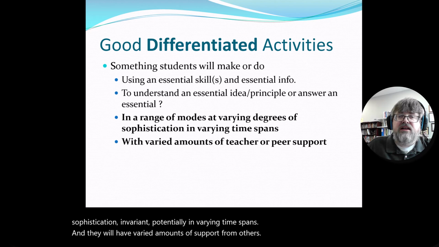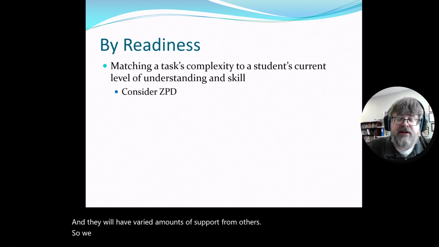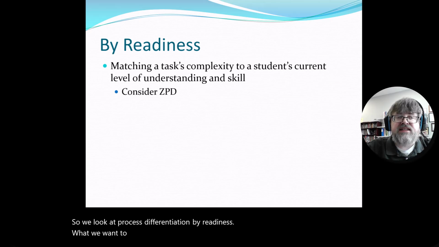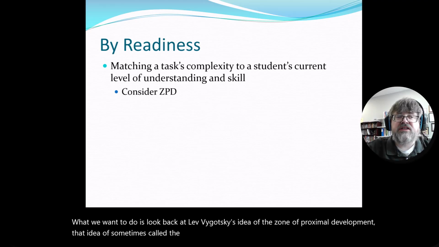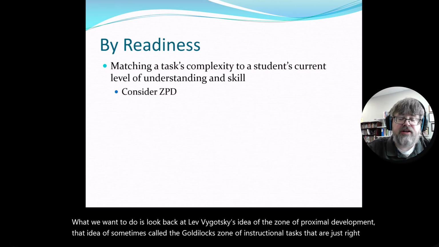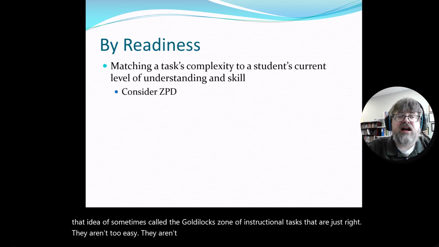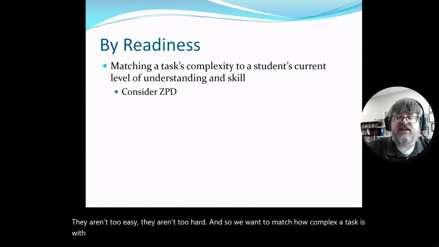So when we look at process differentiation by readiness, what we want to do is look back at Lev Vygotsky's idea of the zone of proximal development, sometimes called the Goldilocks zone of instructional tasks that are just right. They aren't too easy, they aren't too hard. And so we want to match how complex a task is with the student's current level of understanding and skill.